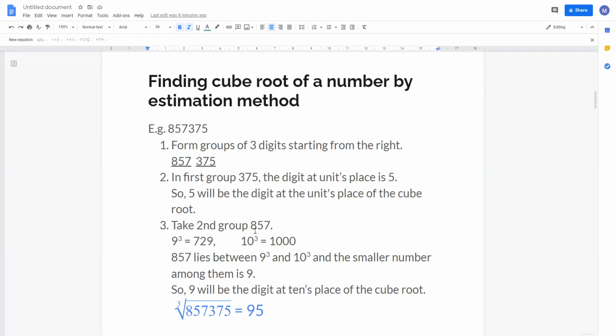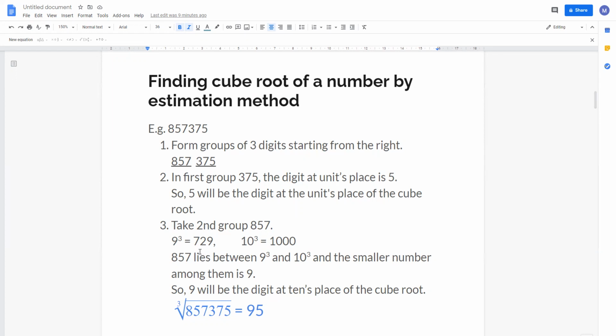Now in the third step, what do we have to find? We have to find the tens digit. Which digit will come as the tens digit? For that, take the second group, 857. We know that it is not a perfect cube number. We have to find out between which two perfect cubes it will come. So for that we have taken 9 cube equal to 729 and 10 cube equal to 1000. In between these two numbers, the second group 857 comes.